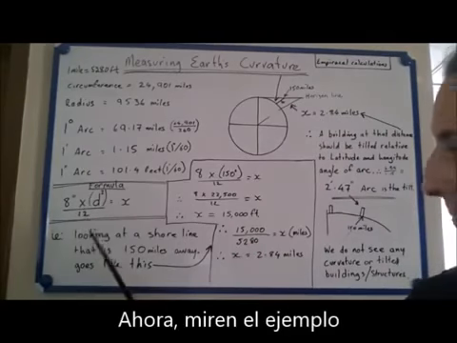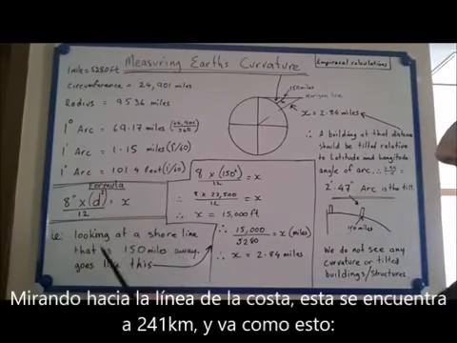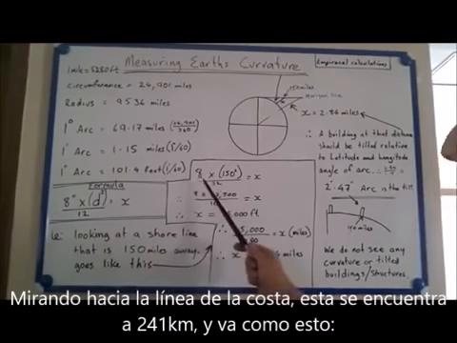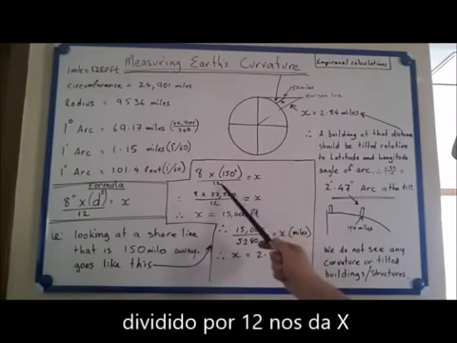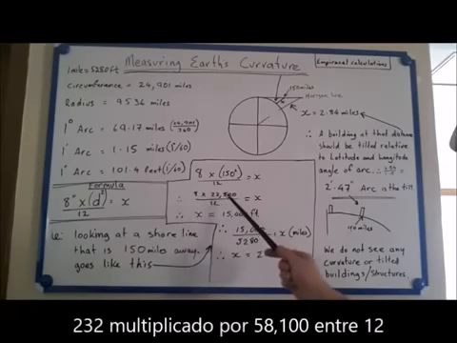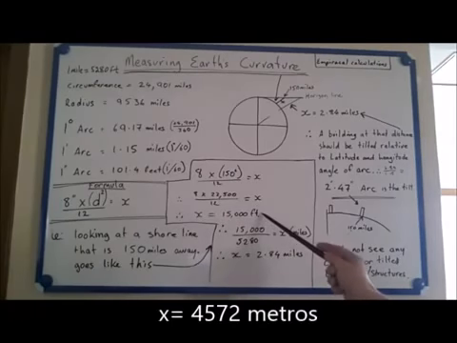So looking at the example, i.e. looking at the shoreline that is 150 miles away, it goes like this. 8 multiplied by 150 squared divided by 12 equals x. 8 multiplied by 22,500 divided by 12, x equals 15,000 feet.